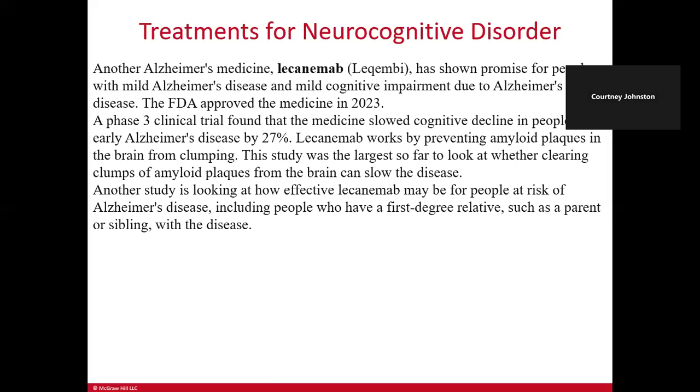Another study is considering how effective this is for people at risk of Alzheimer's disease, including people who have first-degree relatives, such as a parent or sibling with the disease. So this could be something in the future, even for myself, that maybe we can take before symptoms start to occur in order to potentially stave off the decline in cognitive functioning.